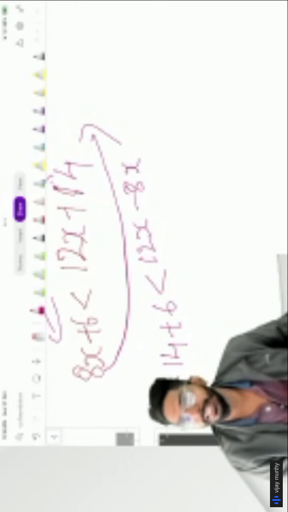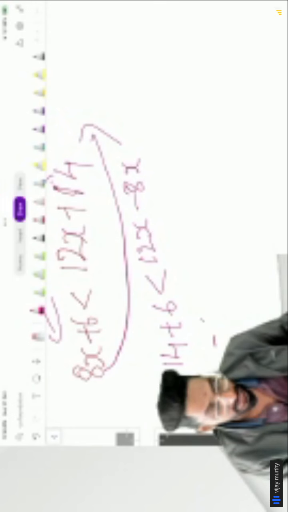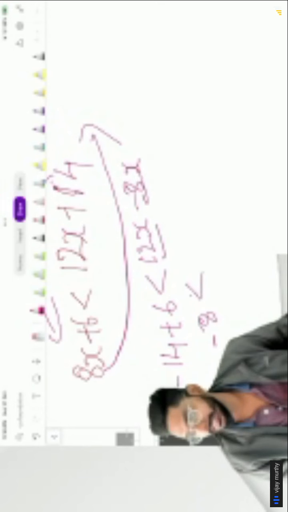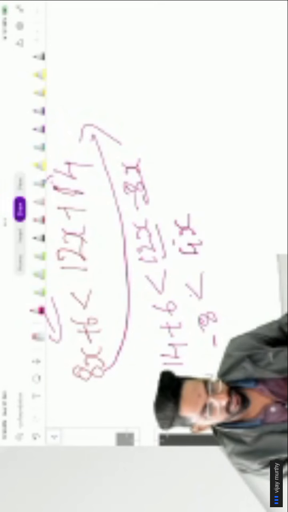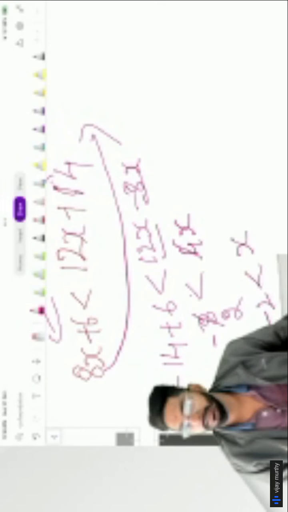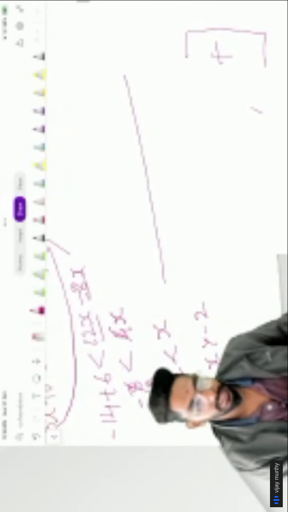So minus 14 plus 6, what is the value? Minus 8 less than 12x minus 8x. 4x. What is the value of x? Minus 2 is less than x. That means can I write x is greater than minus 2? x value is greater than minus 2. So what is the region you get? Here two equations are not given, only one equation is given.